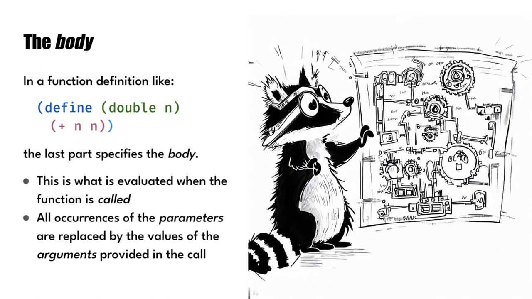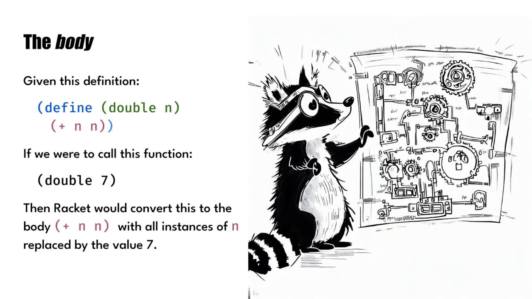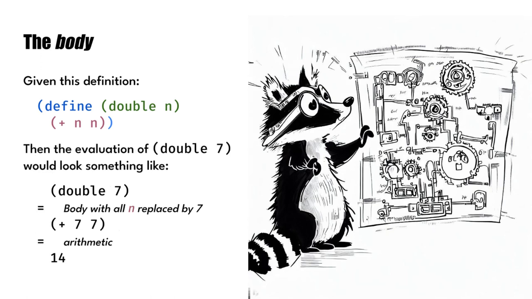The last part of a function definition is the body of the function. This is what is evaluated when the function is called. Before it is evaluated, though, all occurrences of the parameters in the body are replaced by the values of the corresponding arguments provided in the call. If we were to call our function double with the argument 7, then Racket would convert double 7 to a copy of the body with all of the instances of n replaced by the value 7. Then, when evaluating double 7, the computer would first replace it with plus 7, 7, which is the body with all instances of n replaced with the value 7. It would then use its internal definition of addition to replace plus 7, 7 with 14, which would be the result of calling double 7.